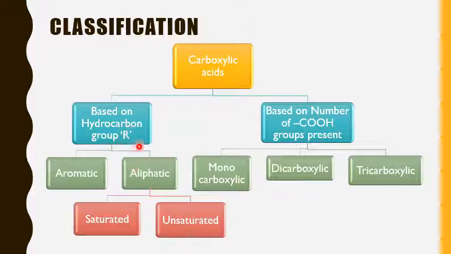Since R can have two types of classifications, aromatic and aliphatic, these hydrocarbons with R group can be further classified into two types. So carboxylic acids are first classified based on the R hydrocarbon, into aromatic and aliphatic. And again there is a question: aliphatic, how can you say aliphatic? When we reconcile, we say that there are saturated and unsaturated.